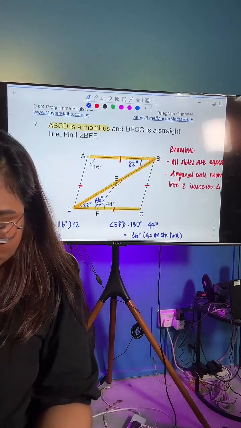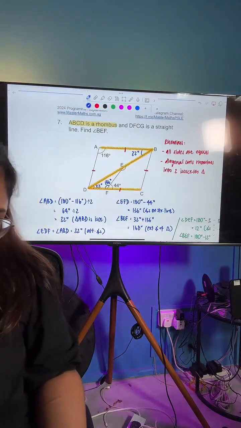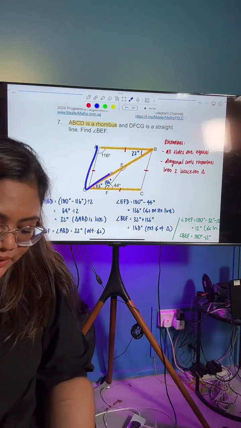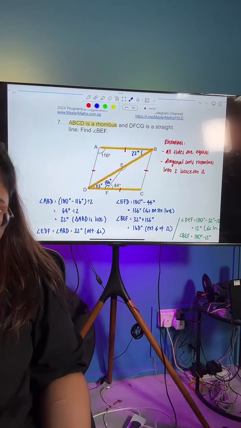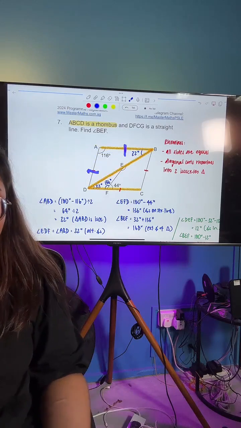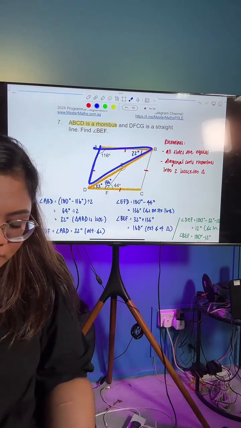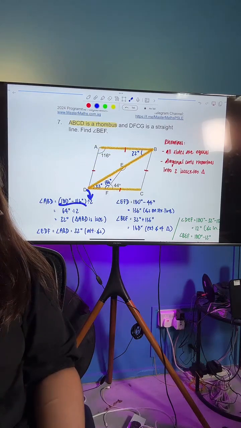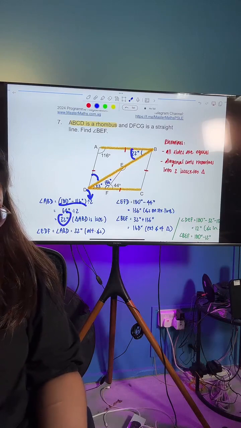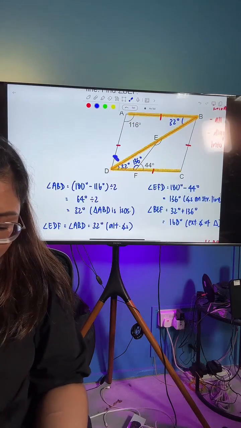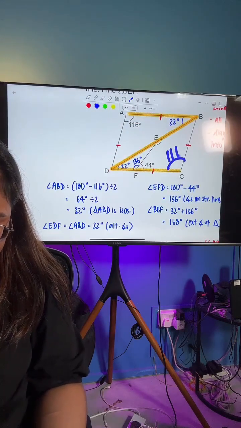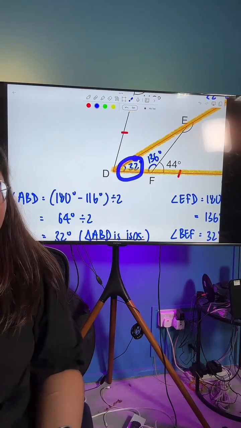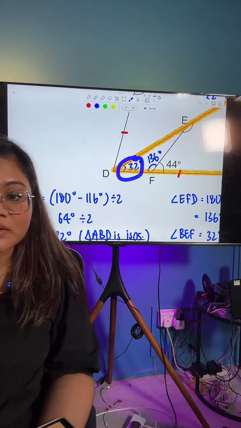Alright, next question, question number 7. Rhombus tells us that all sides are equal and that the diagonal cuts the rhombus into two isosceles triangles, which means we have this and this being equal. We can find these two angles by taking 180 minus 116 and then divide by 2 to give us 32. 32 and 32 here, okay? So if this is 32, the other side also same. 116, 32, 32. That's how we get 32 here as well, or using alternate angles.